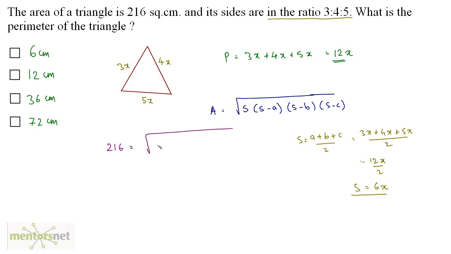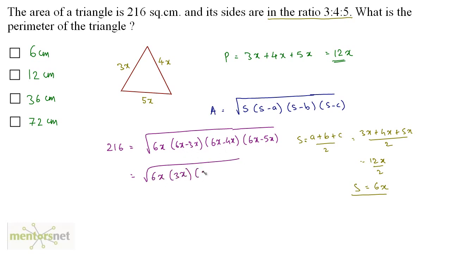under root of s is 6x into 6x minus 3x. Let me write it, 6x minus 3x into 6x minus 4x into 6x minus 5x. So this is equals to under root of 6x into 6x minus 3x is 3x into 6x minus 4x is 2x into 6x minus 5x is x. So this is equals to x times x times x times x is x raised to 4, and we have 6 times 3 times 2, that's 6 times 6, and that's 36.